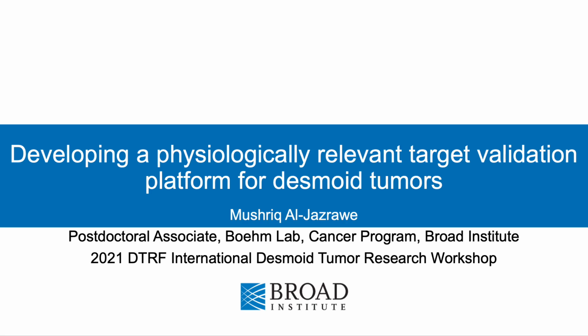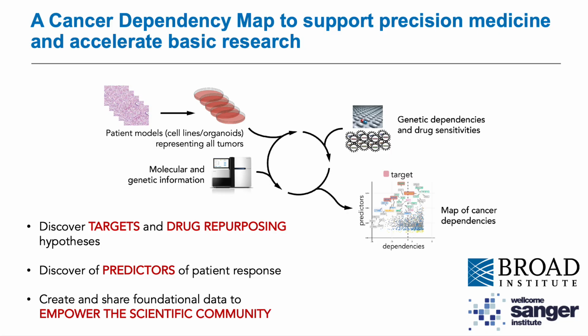Hello, today I'll give you an update on mapping dependencies in desmoid tumors and developing a physiologically relevant platform to validate putative dependencies. The goal of the cancer dependency map is to understand the relationship between the molecular features of cancer and the dependencies they cause. The aim is to discover targets and drug repurposing hypotheses and biomarkers that predict such dependencies.